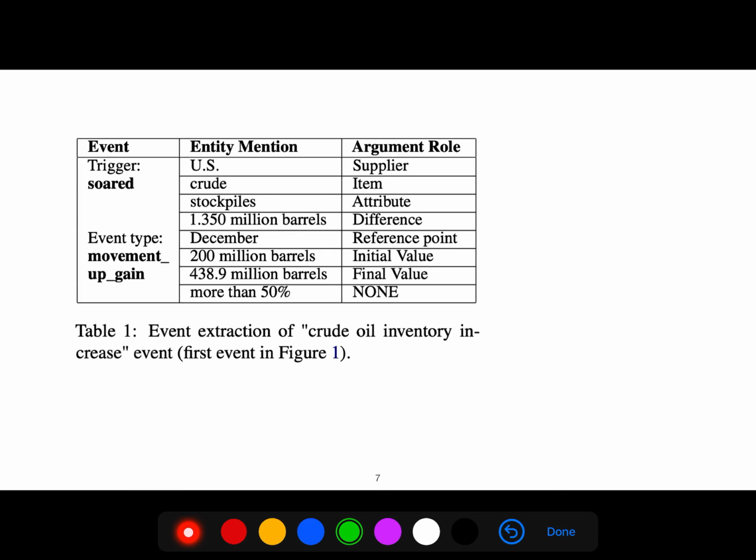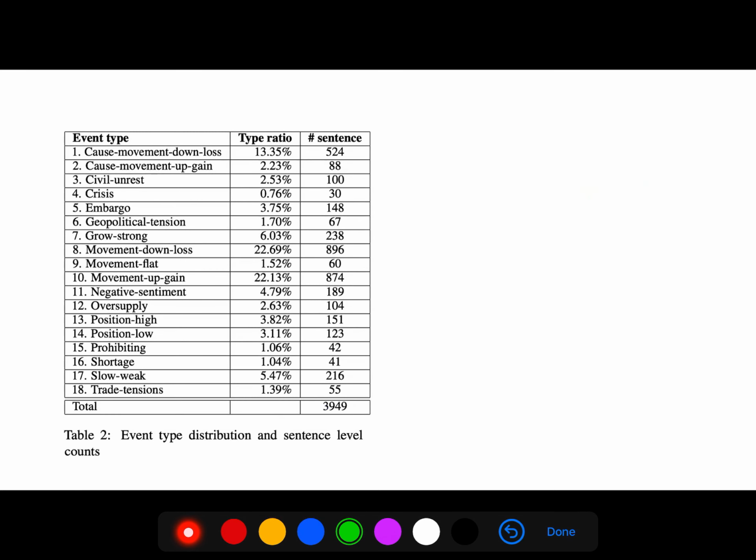But in the biomedical domain, for example, we have cause, we have theme, we have site, different kinds of roles. And you see different types. It should be fair. So, for example, some of them are near each other, but this one, cause movement down loss, has more sentences for training.